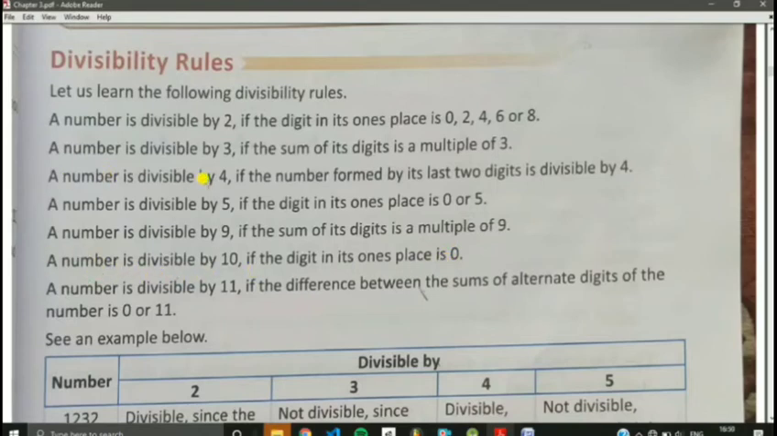A number is divisible by 10 if the digit in its one place is 0. So this way we will have the concept of 10. Now comes divisibility of 11. It is a slightly different rule from all the rules which we have learned.